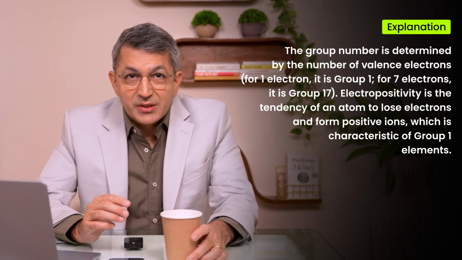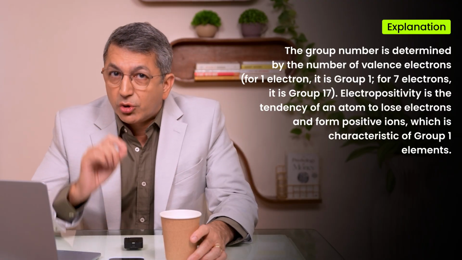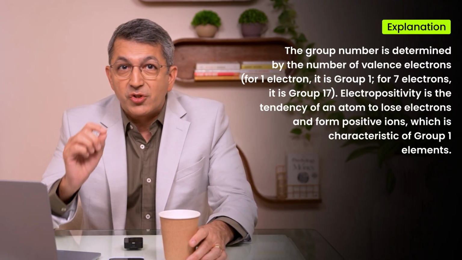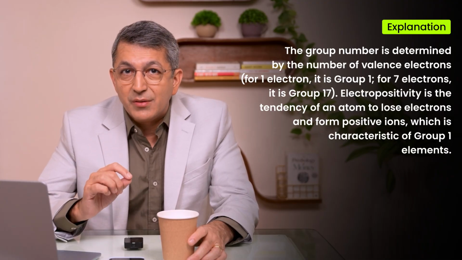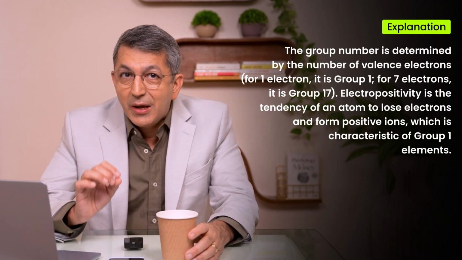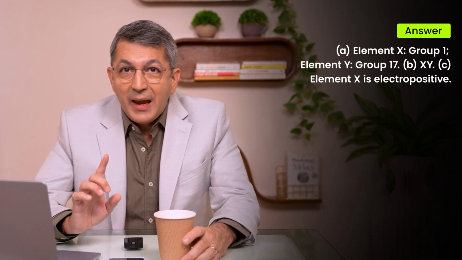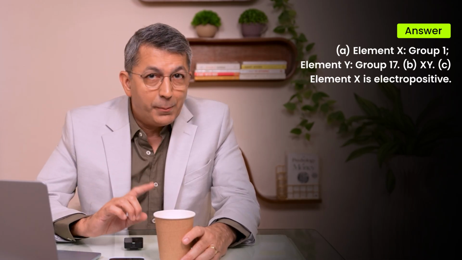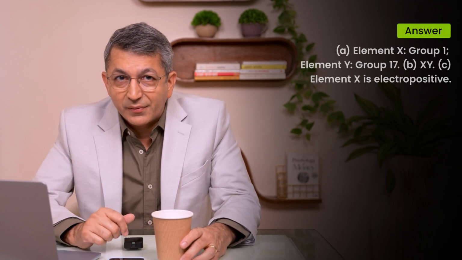Concept: modern periodic table and valency. Explanation. The group number is determined by the number of valence electrons. For 1 electron, it is group 1. For 7 electrons, it is group 17. Electropositivity is the tendency of an atom to lose electrons and form positive ions, which is characteristic of group 1 elements. Answer A, element X, group 1. Element Y, group 17. B, XY. C, element X is electropositive.